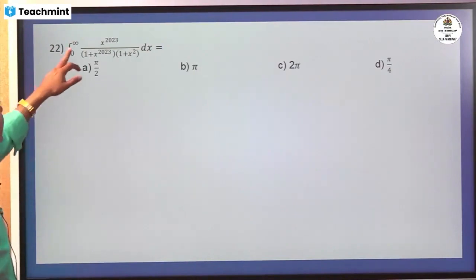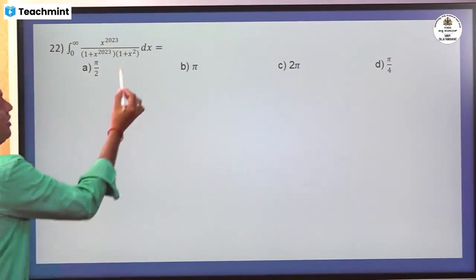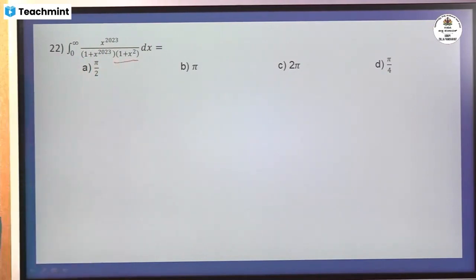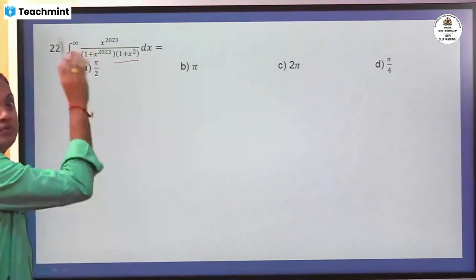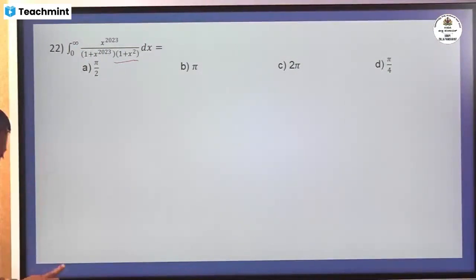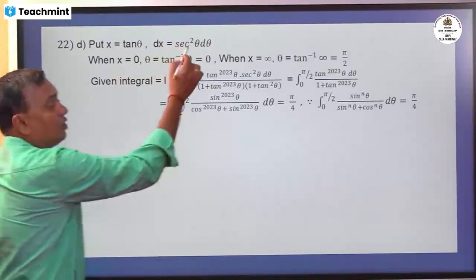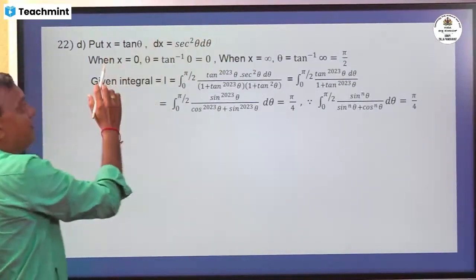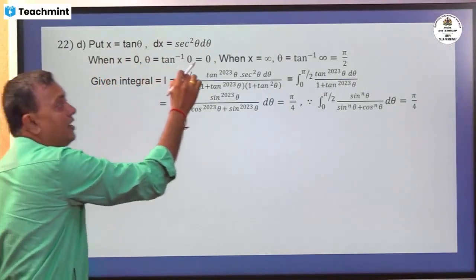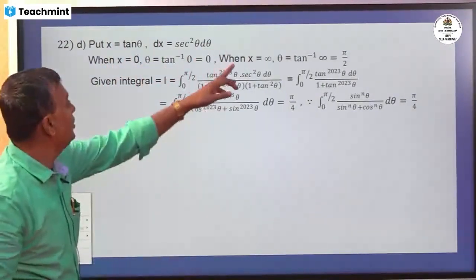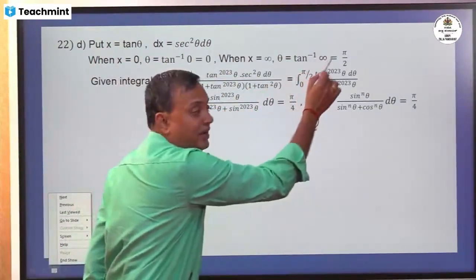Same. Integral from 0 to infinity x power 2023. See here 1 plus x square is there. What is 1 by 1 plus x square? 1 by 1 plus x square is the derivative of tan. So here put x equal to tan theta. Then dx equal to secant square theta d theta. When x equal to 0, tan theta is 0, theta is tan inverse 0, which is 0. When x equal to infinity, theta is equal to tan inverse infinity. When the tan function is infinity, theta is pi by 2.